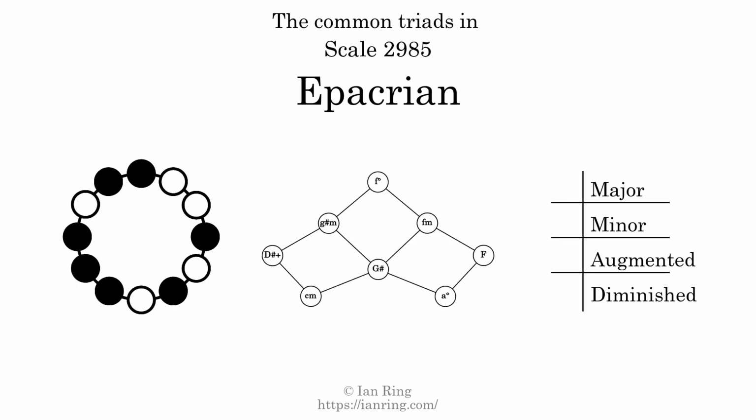The diagram in the center is a graph of parsimonious voice leading between triads. There are 2 major triads. There are 3 minor triads. There is 1 augmented triad. There are 2 diminished triads. Here is a Hamiltonian path of parsimonious voice leading that uses all the triads.